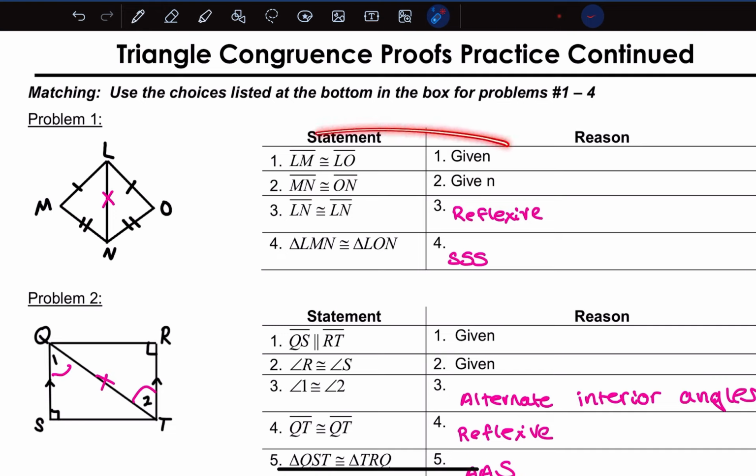So here they wrote out the given statements because you know that LM and LO, because you see the 1 tick mark, 2 tick marks tell us that these are congruent. All I need to finish this is 1 extra side, which I can get via reflexive.